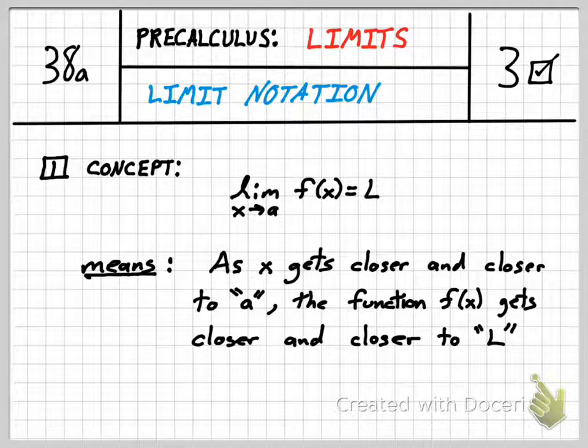So typically you're going to see an expression like this, where a and L are numbers and f is some kind of function rule. And so when you see the limit as x approaches some number a of some function f equals some number L, the way you want to think about that is as x is getting closer and closer to a, the value of the function gets closer and closer to L. This will make a lot more sense with a couple of examples. So let's jump ahead and look at 3 examples of limits.